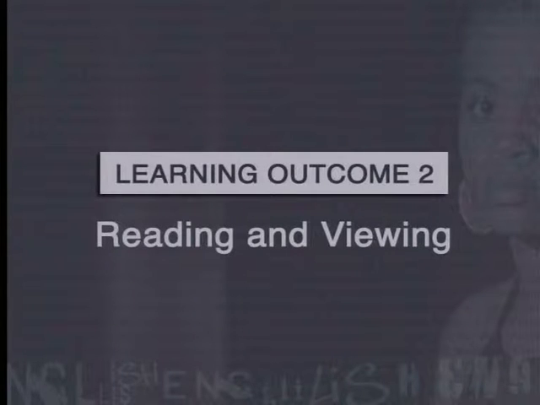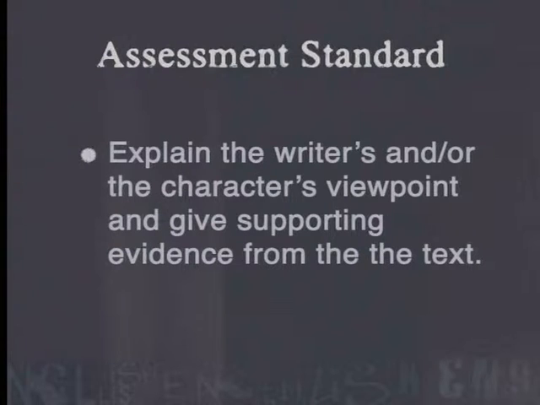The following lesson is linked to Learning Outcome 2, Reading and Viewing, and addresses the assessment standard that requires learners to explain the writer's and/or the character's viewpoint and give supporting evidence from the text.